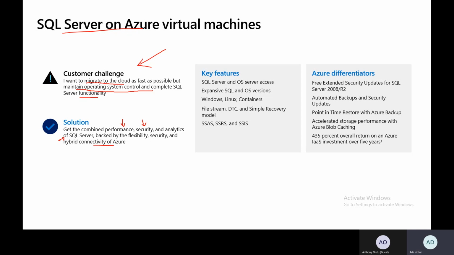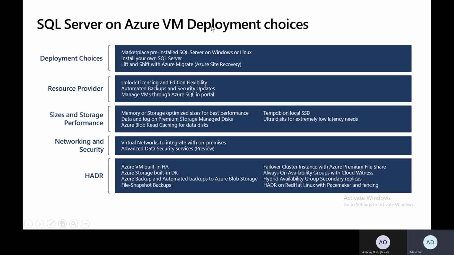And then what Azure will do is what we call Azure Migrate. Azure will just lift those machines, those versions, the way they are, and dump them. You understand? And then those people can continue their work. So the solution: get the combined performance, security, and analytics of SQL Server backed by flexibility, security, and all that. Hybrid connectivity to Azure.